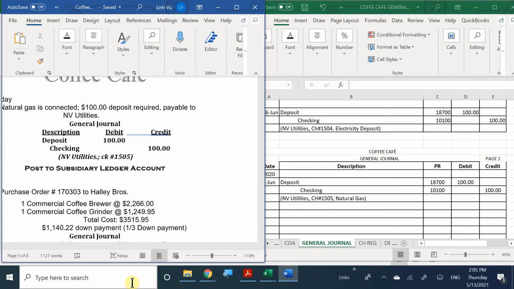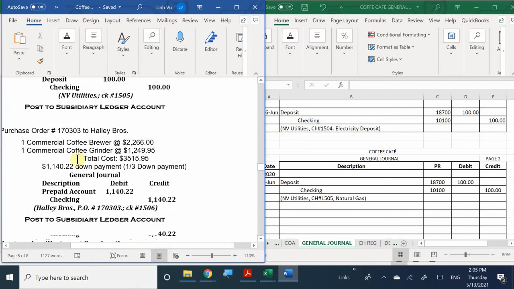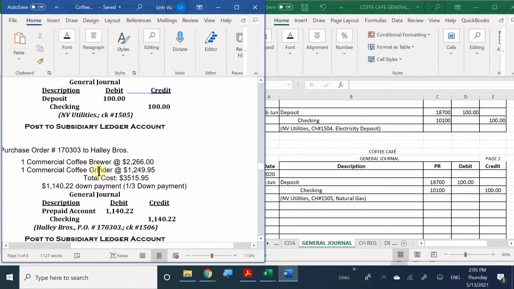Would it still be a prepaid account? It would definitely be a prepaid account. That's correct. Okay? Because in this case, this prepaid account is going to go actually towards my bill, whereas the difference with the deposit is that the deposit is just there in case of an emergency, in case something does happen. That's usually the difference between a deposit and a prepaid account.